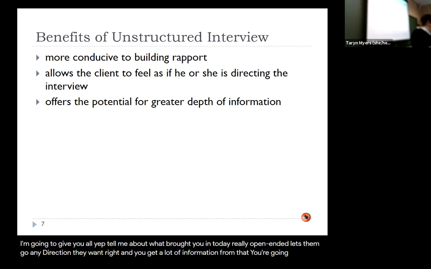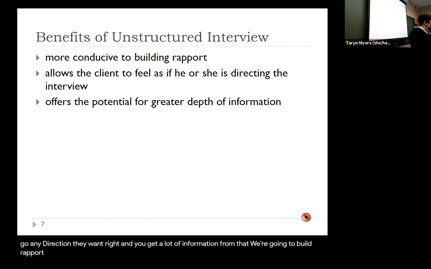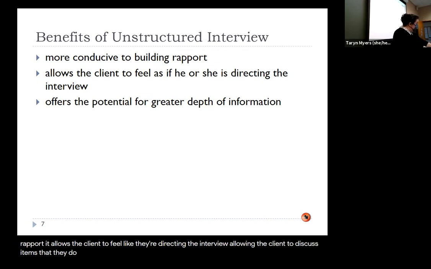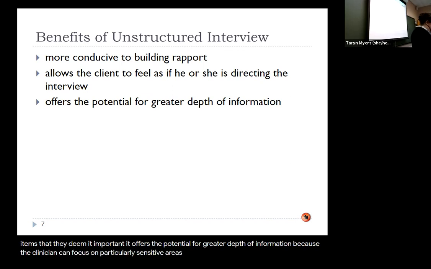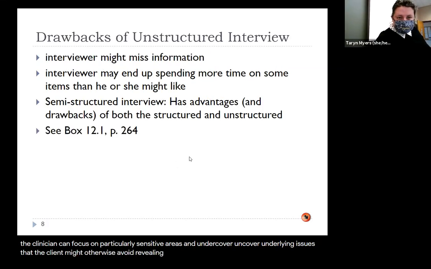So you're going to build rapport. It allows the client to feel like they're directing the interview, allowing the client to discuss items that they deem important. It offers the potential for greater depth of information because the clinician can focus on particularly sensitive areas and uncover underlying issues that the client might otherwise avoid revealing.